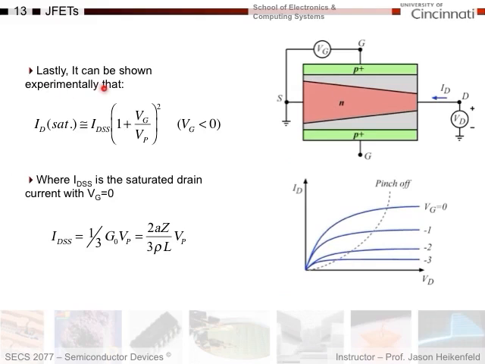Lastly, it can be shown experimentally, meaning that you can't derive this theoretically, but you can get a pretty good approximation for your saturation current as being I_DSS times (1 plus V_G over V_P) squared. This assumes that the gate voltage is reverse biased at least a little bit, where I_DSS is the saturated drain current with V_G equals 0, which can be calculated as follows, just a simple equation. So not bad. At the end, you can just use this equation, which gives you your term out in front, and then your voltage terms with the gate voltage applied.